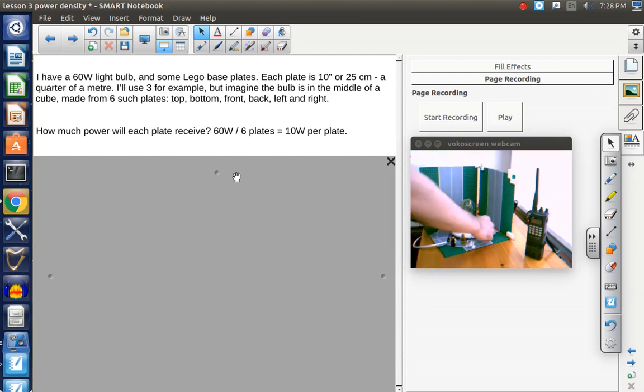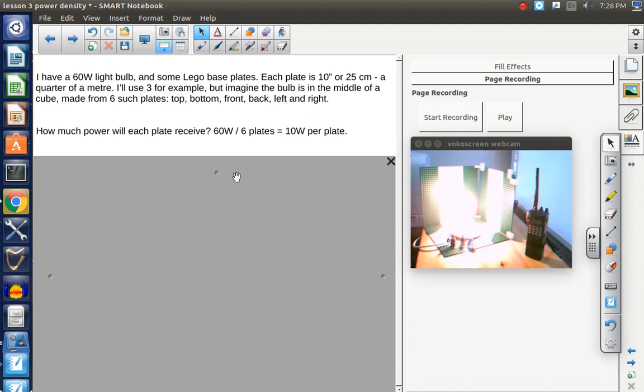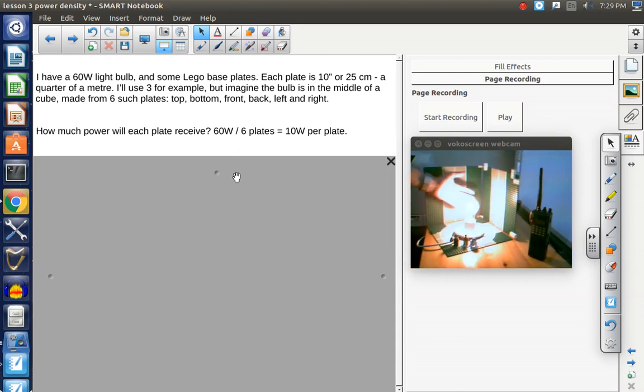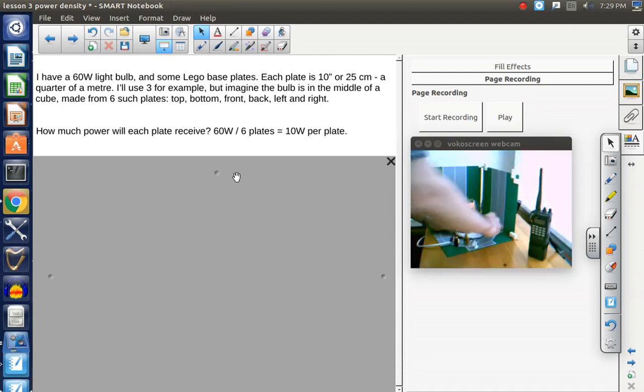Let's turn this on for full effect. There we go. We'll see if the camera cooperates. I think you can see the... Can't adjust my camera too much, unfortunately, but I think you get the general idea. So 10 watts on every plate.